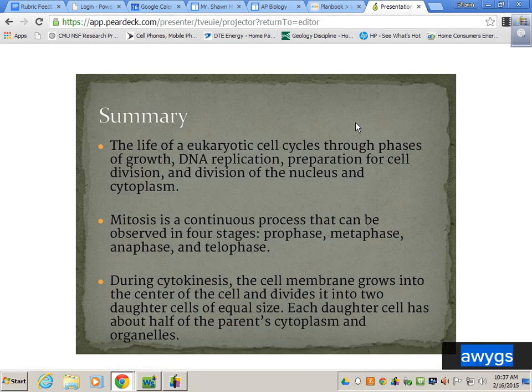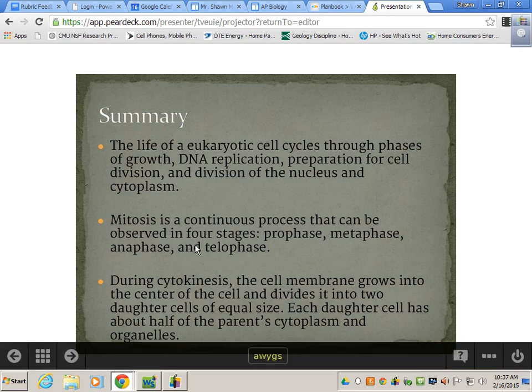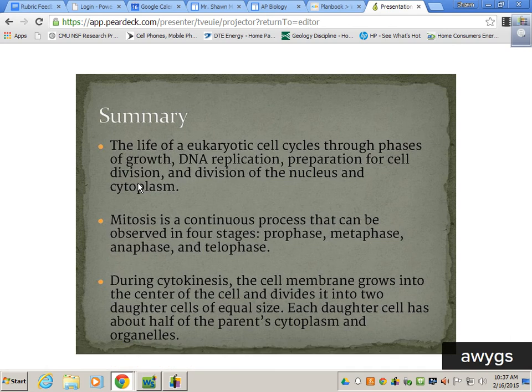So the life of a eukaryotic cell will cycle through phases of growth, DNA replication, preparation for each division, division of the nucleus, and cytoplasm. In other words, it will go through a growth phase called G1, DNA replication phase called an S phase, preparation for cell division called the G2 phase, division of the nucleus, prophase, metaphase, anaphase, telophase, and then finally division of the cytoplasm called cytokinesis into two daughter cells, and then they start all over again.